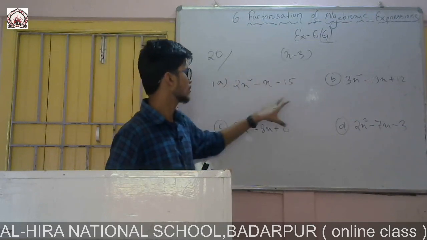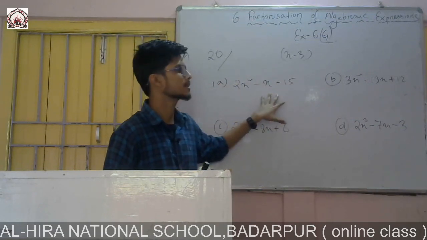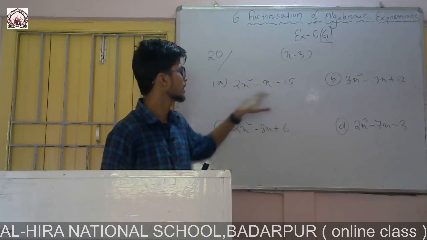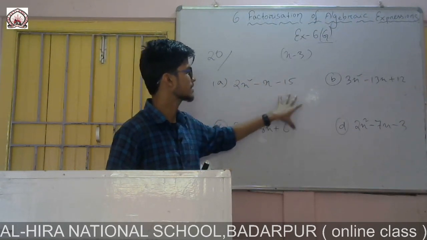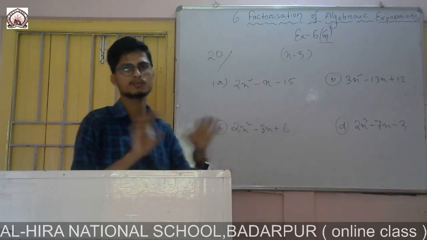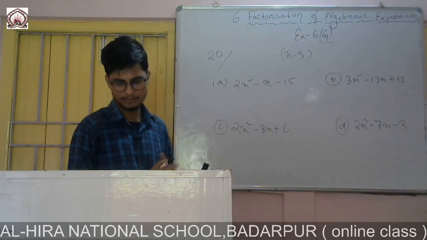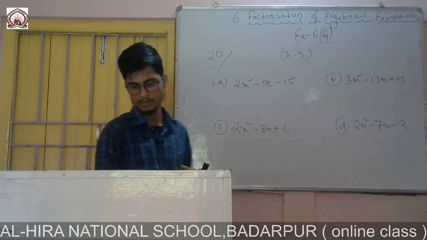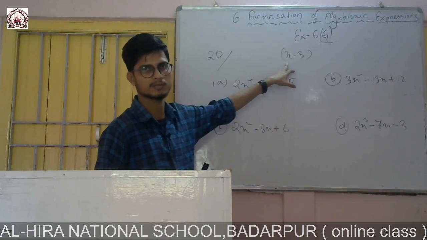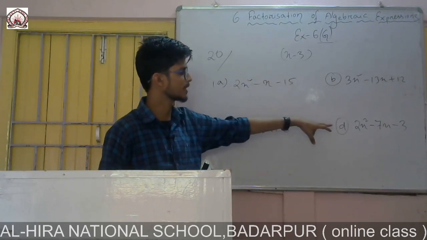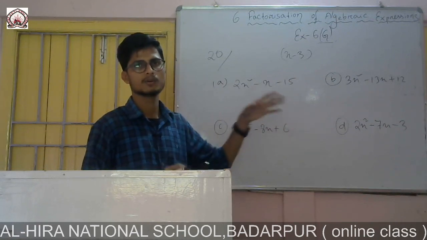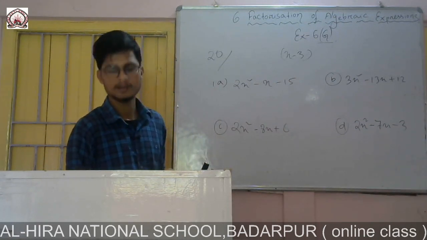If this is a factor of any of these terms, then the answer will be equal to 0 after solving. If you put the value of x as 3 in these expressions, and if the answer comes 0, then it is the factor, and if the answer comes anything not equal to 0, then it is not the factor. So you have to find which expression does not have the factor x minus 3. So simply if I put the value of x equal to 3, and if the answer comes anything other than 0, then it will be the option.